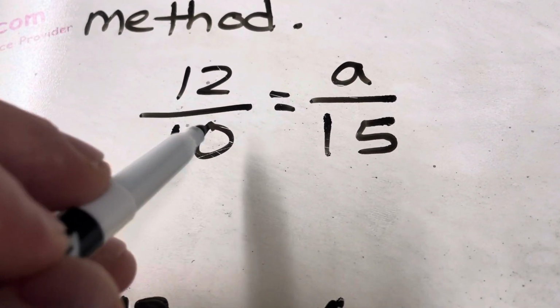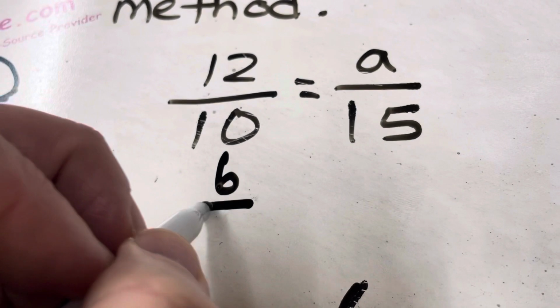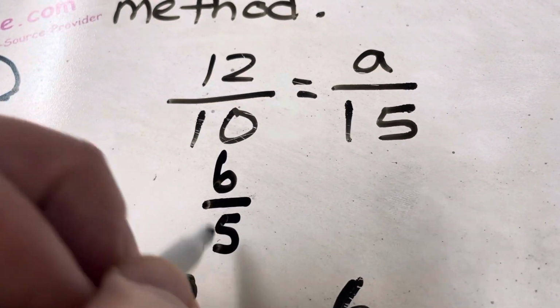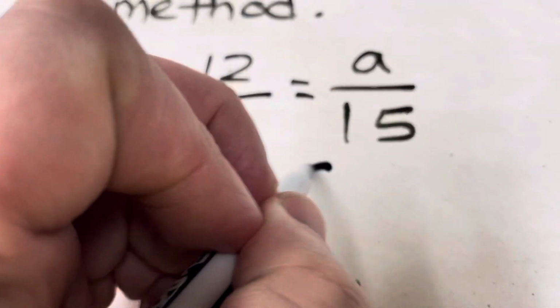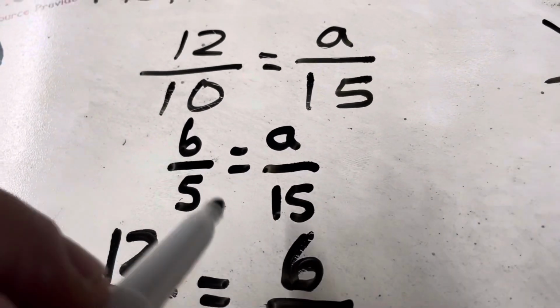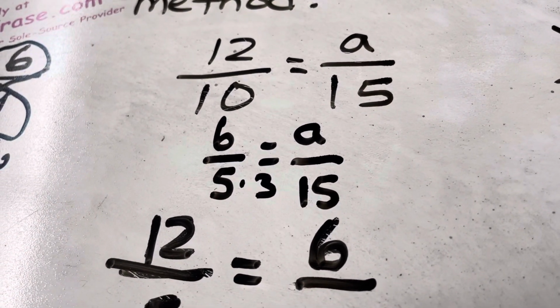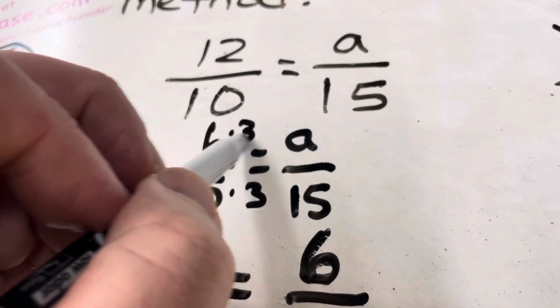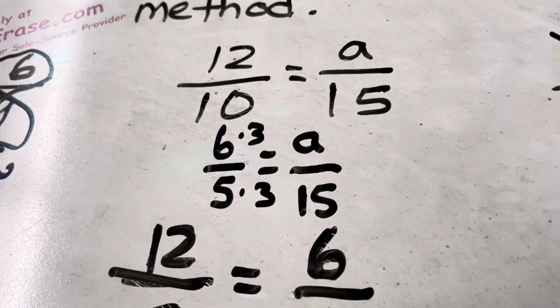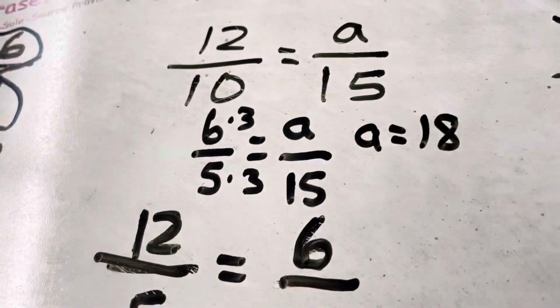These numbers are both divisible by 2, so 12 divided by 2 is 6, and 10 divided by 2 is 5. It becomes 6 over 5 equals a over 15. Well, I know that I can do 5 times 3 to get 15, so I would do 6 times 3 to find whatever a equals. Well, 6 times 3 is 18, so I can be confident that a equals 18.